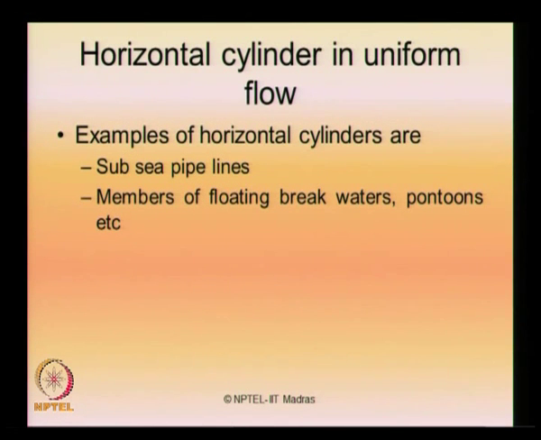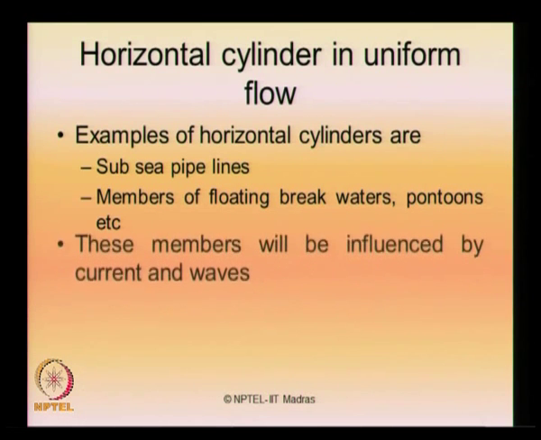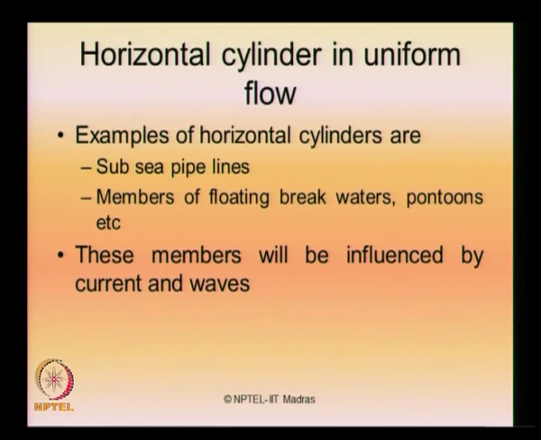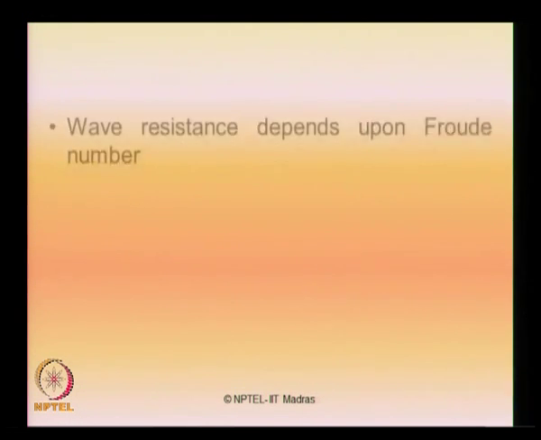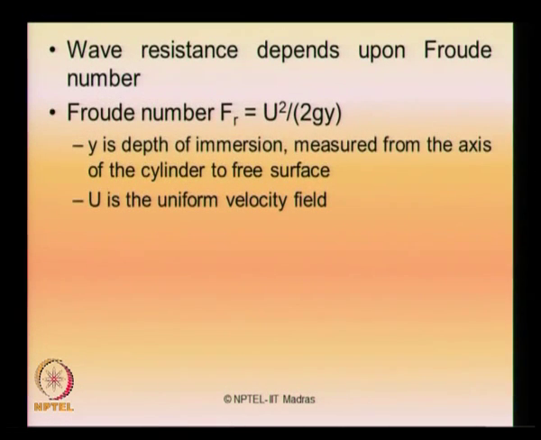Let us now look at the horizontal cylinder in uniform flow. So far we have been talking about vertical cylinders. You can quickly look at horizontal cylinders as practical examples. You can see subsea pipelines, members of floating breakwaters, pontoons of TLPs, etc. These members are also influenced by currents and waves. Under a uniform flow field, the horizontal cylinder will generate waves near the upper boundary, which we call the free surface. The wave resistance in these cases depends on the Froude number.